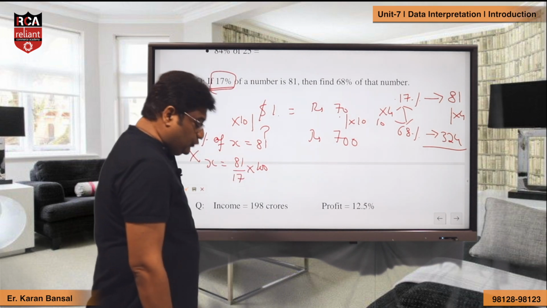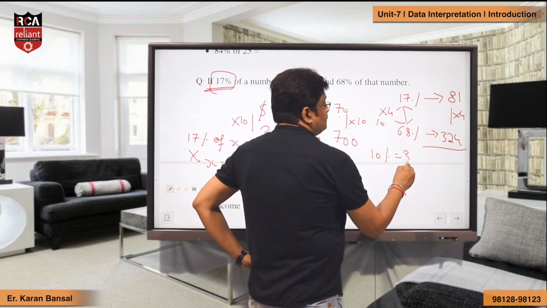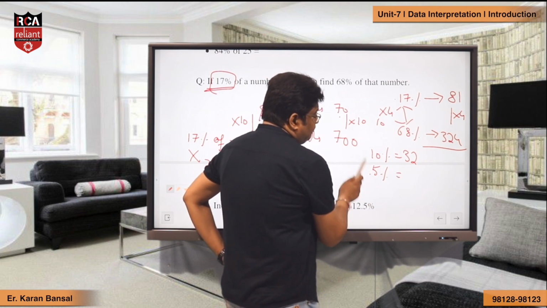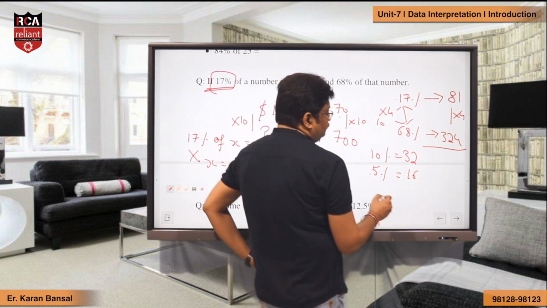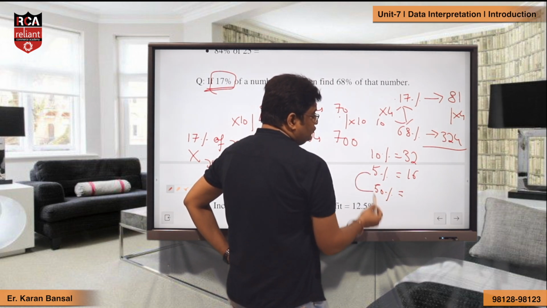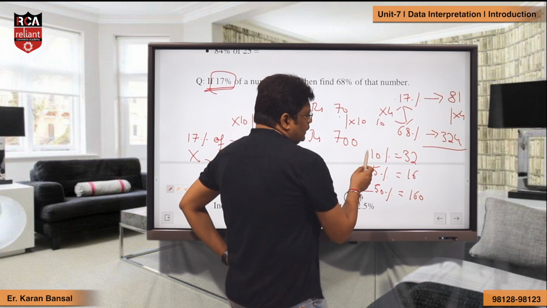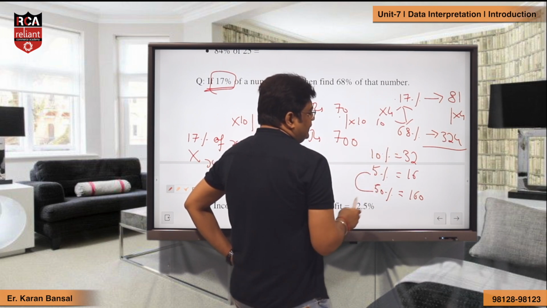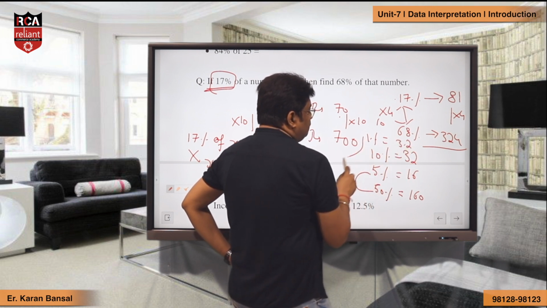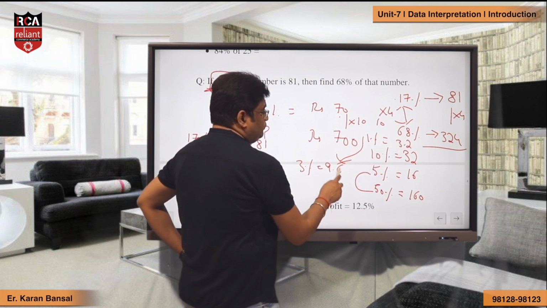Simple. So if I continue the same process, let's say I know 10% of a number, 32. I have to find 5%. You should directly realize that 5% is half of 10, so it will become 16. Let's say I know 5%, I have to find 50%. You should realize this is multiplied by 10, 160. Let's say I know 10%, I have to find 1%. So divided by 10. I know 1%, let me find 3%. So multiplied by 3, 9.6.